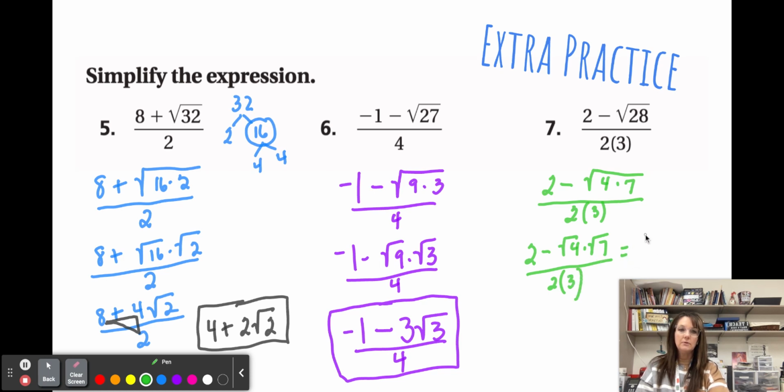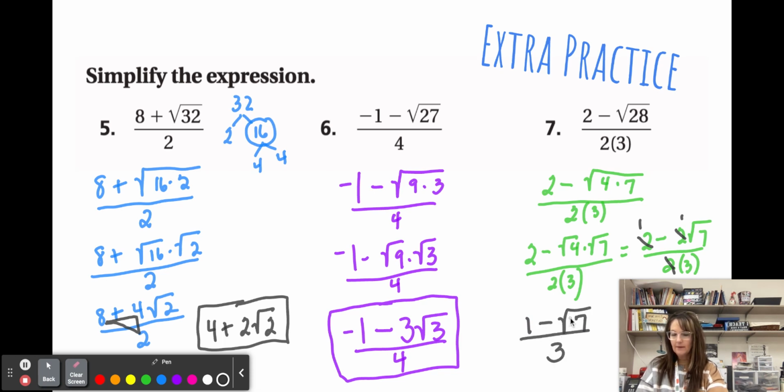So this is going to be equal to 2 minus 2 square root of 7, all divided by 2 times 3. Now notice that we have a 2, a 2, and a 2. So those all turn into factors of 1, right? So my final answer becomes 1 minus the square root of 7 over 3. And that is as simplified as I can get. So go ahead and, if you need to pause the video to write that down, I'm going to go ahead and clear that.